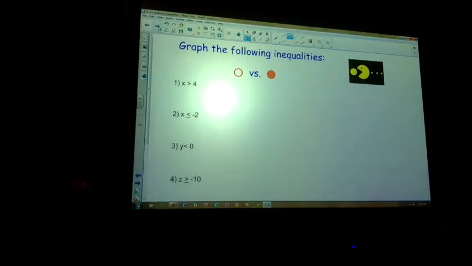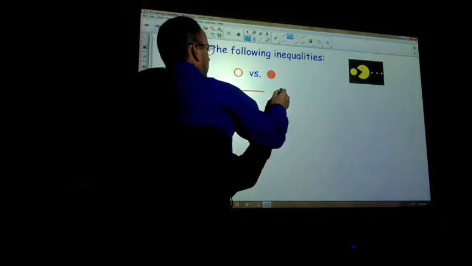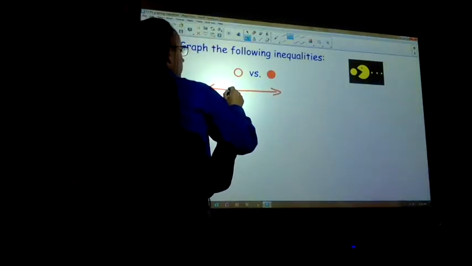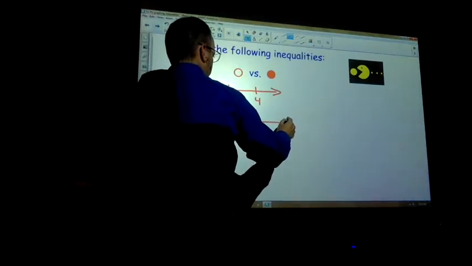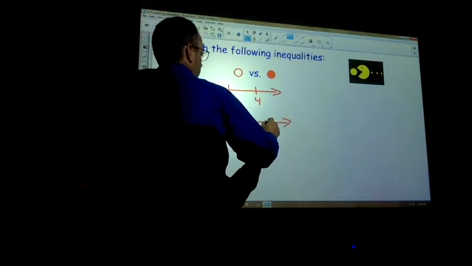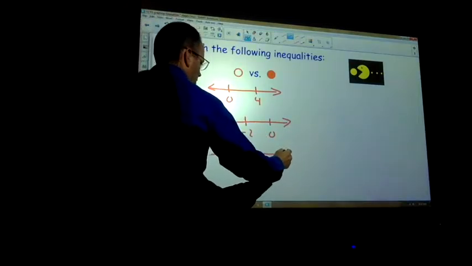So we have an open dot versus a solid dot. An open dot versus a solid dot. So if we were to graph these on a number line, I'm going to try and answer your questions.